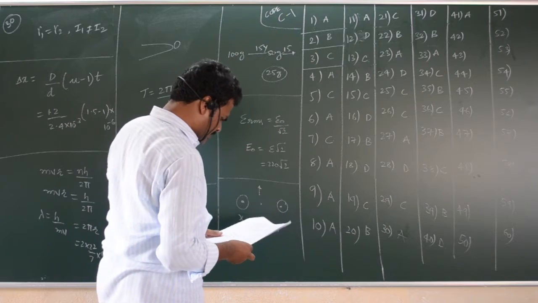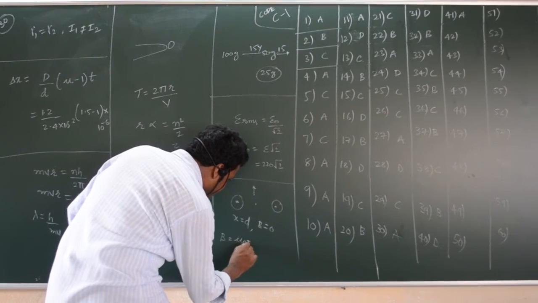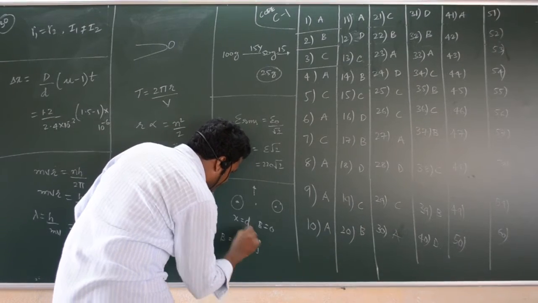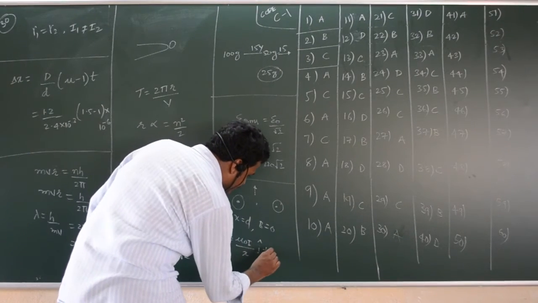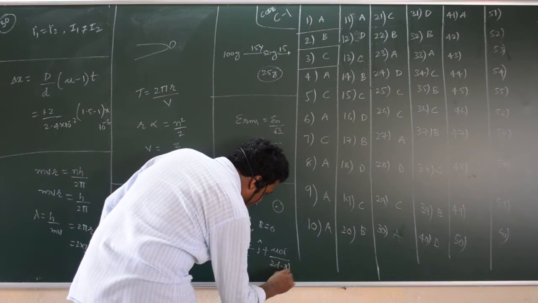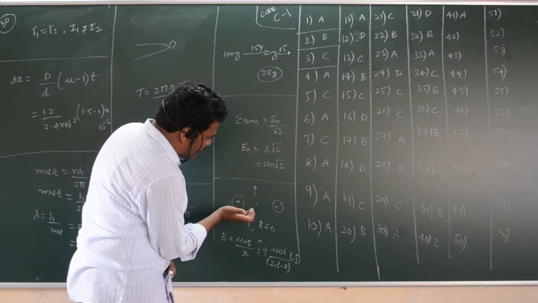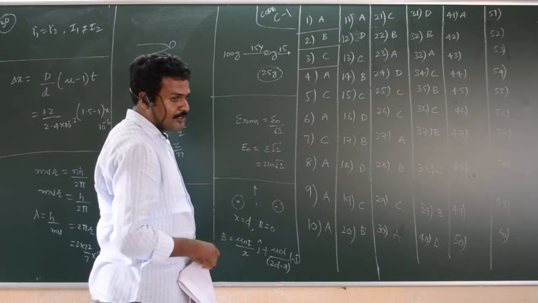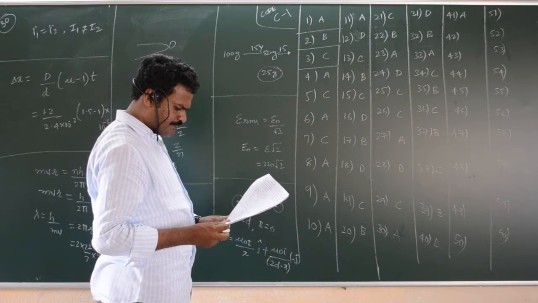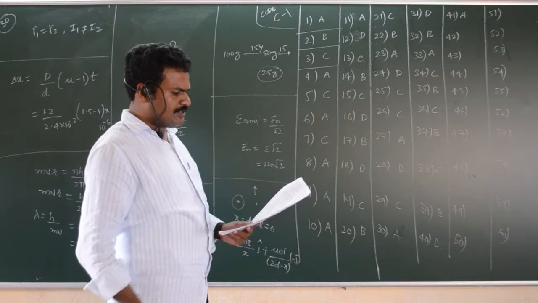In between, the magnetic field is equal to mu naught I by x j due to the first wire, plus mu naught I by 2D minus x, minus j, because both are in opposite direction. The wires are in a vertical plane. So if you plot the graph, you will get answer as A.